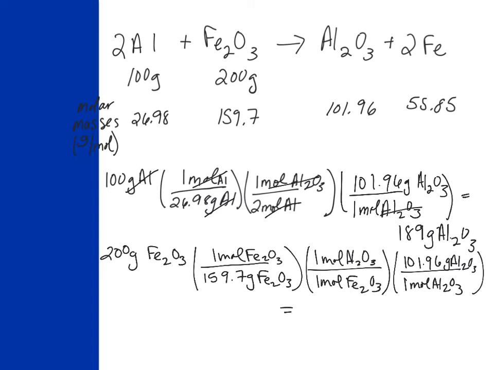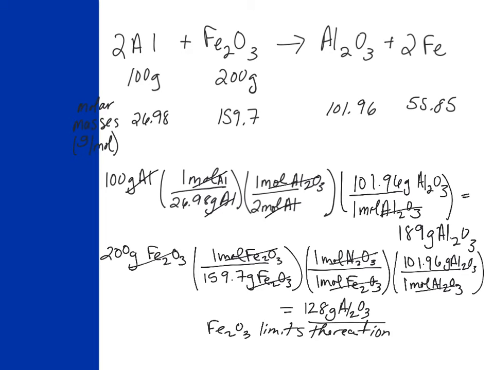Again, we want to check really fast that all of our units cancel out. So we have grams to grams, moles to moles. Moles of aluminum oxide leaves us with grams. And if we work all of this out again, we get 128 grams of aluminum oxide. Therefore, the iron oxide, since it produced the smallest number of grams of aluminum oxide, the iron oxide limits the reaction and is therefore the limiting reagent.